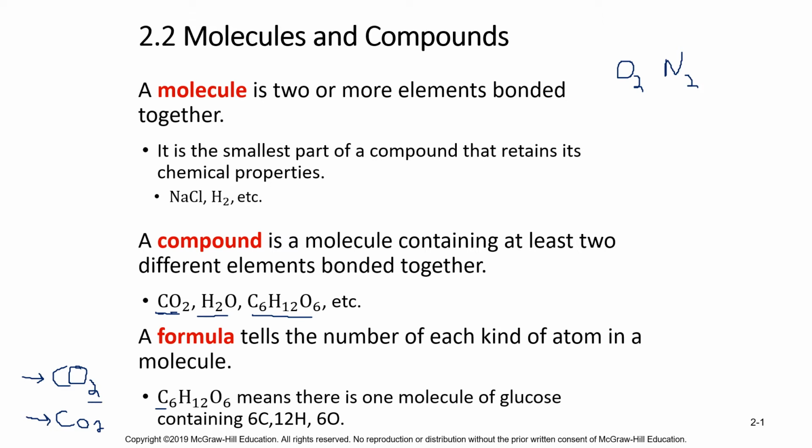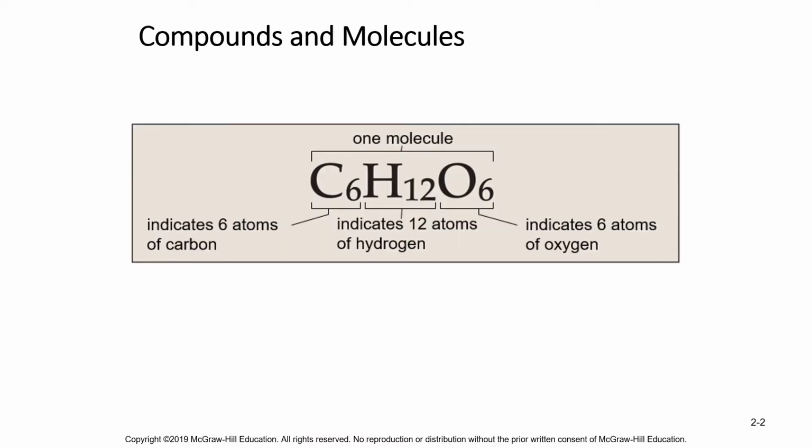The subscript always tells you how many atoms there are. If there's no subscript, you assume 1. So CO2 means there's 1 carbon and 2 oxygens. C6H12O6 means there's 6 carbons, 12 hydrogens, 6 oxygens. So that's a pretty easy concept. Again, know the difference between compounds and molecules, and know examples of things that are molecules but not compounds.